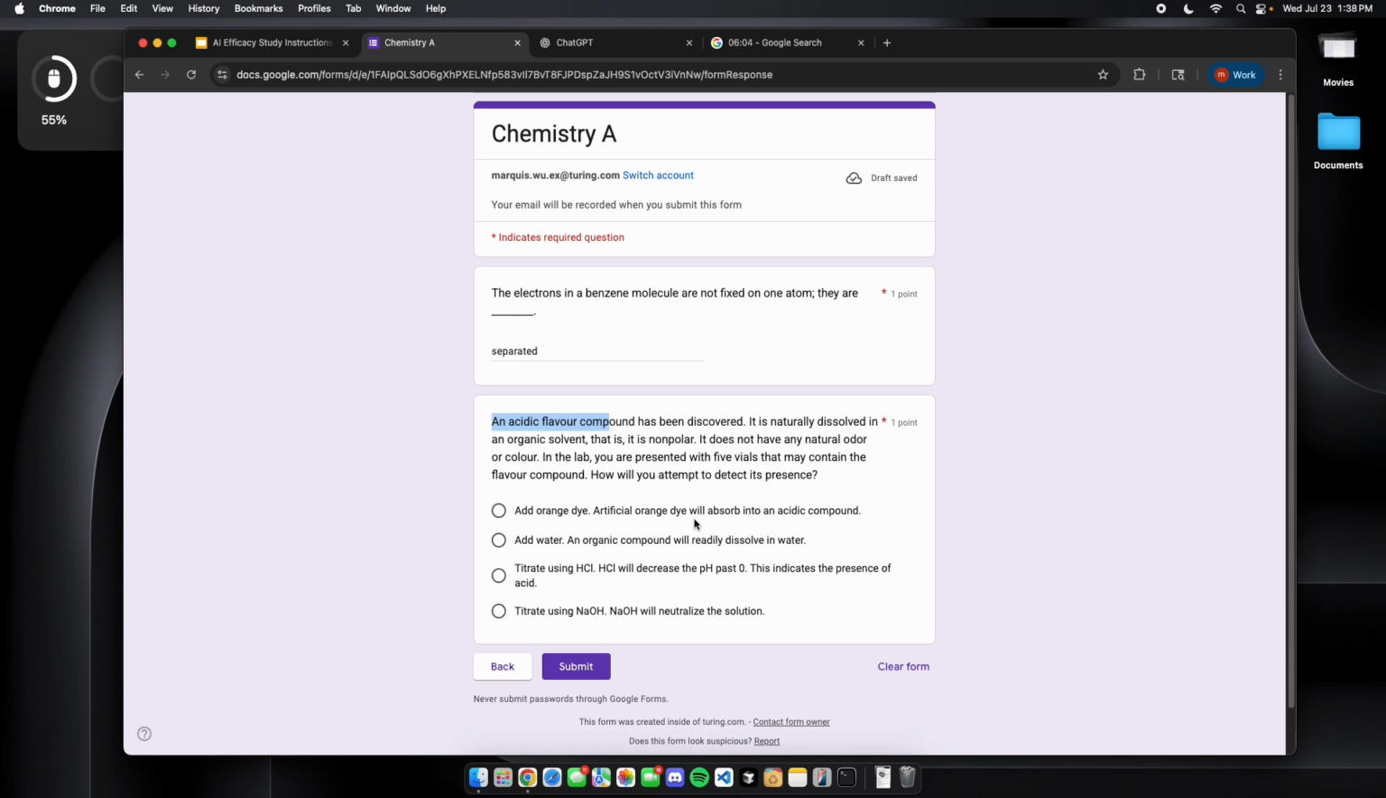Add orange dye. Artificial orange dye will absorb into an acidic compound. Add water. Organic compound will readily dissolve in water. Touch it. Let's say add an orange dye. Sounds right.